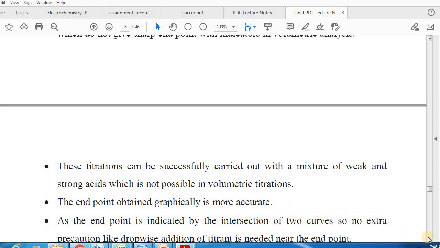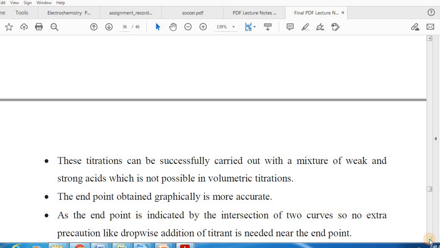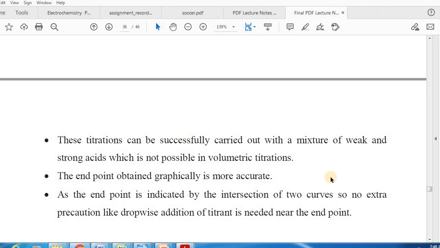The end point obtained graphically from these titrations is very accurate as compared to the titrations we do using normal indicators, where we have to take a lot of care near the end point. Now, as the end point is indicated by the intersection of two curves, no extra precautions like dropwise addition of titrant are needed near the end point.